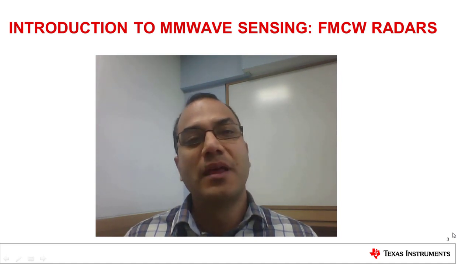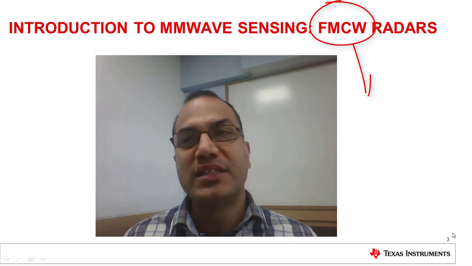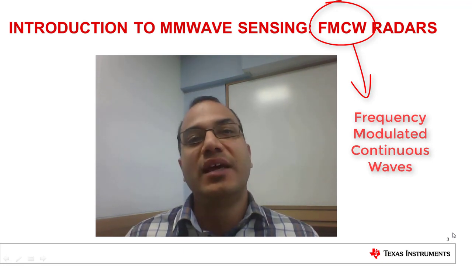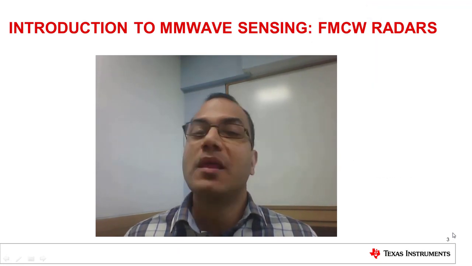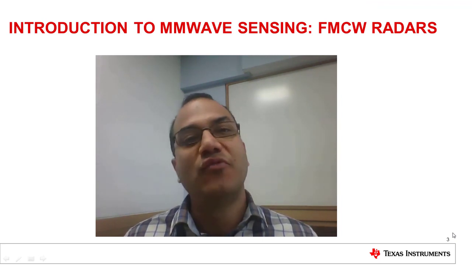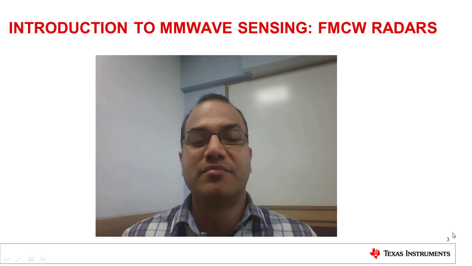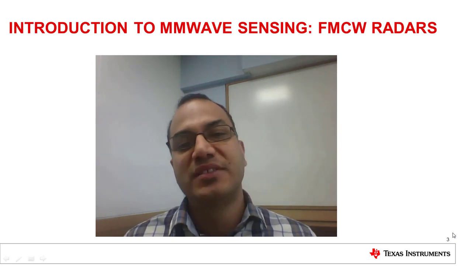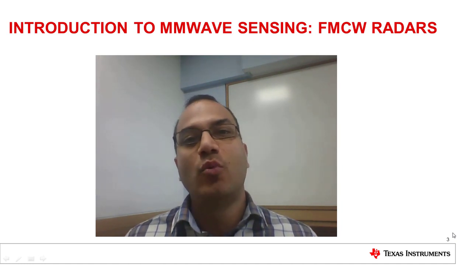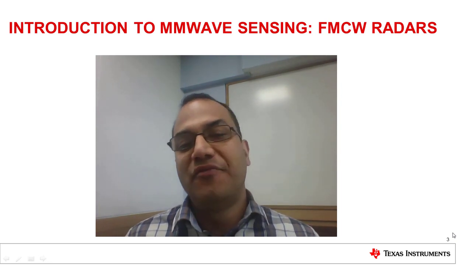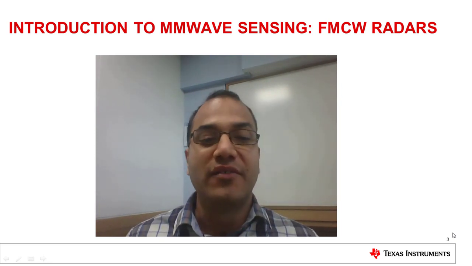of radars. FMCW stands for Frequency Modulated Continuous Waves, and I'll explain the reason for this naming a little bit later. This radar basically measures the range, velocity, and angle of arrival of objects in front of it. So, this series of videos discusses each of these dimensions of sensing in some detail, starting with range in Module 1, then moving on to velocity over the next couple of modules, and finally angle estimation in Module 5.